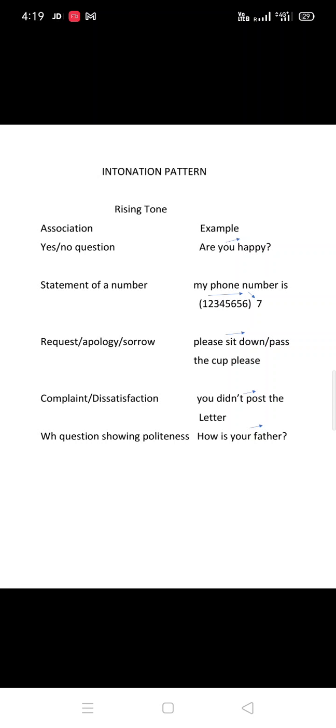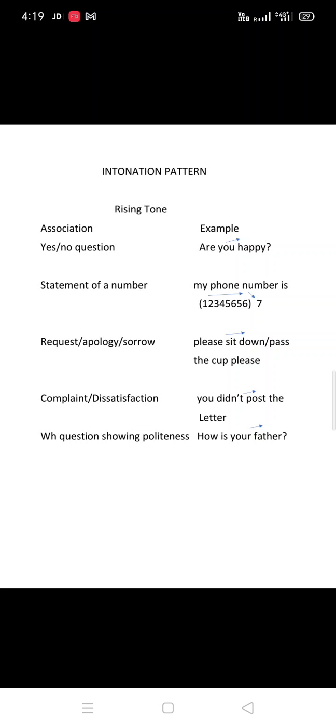If I ask you, are you happy? So, what is the answer? Yes, I'm happy, or no, I'm not. So, yes no questions are those questions which can be answered by yes or no. And regarding yes no questions, you can use rising tone. Are you happy? Did you do that? So, yes or no. Do you like tea? Here, you can use rising tone.